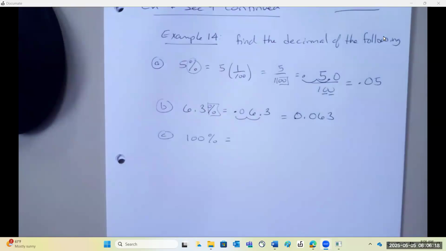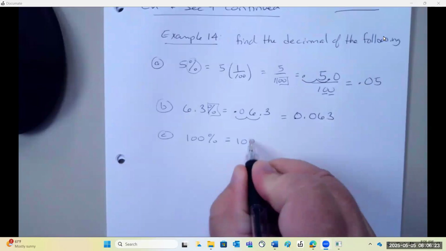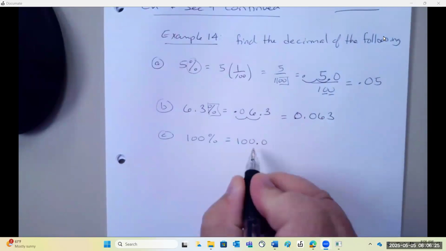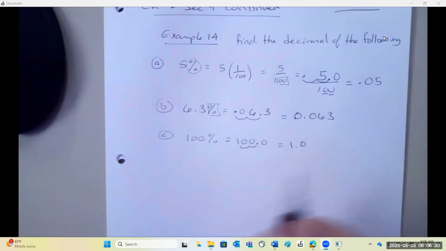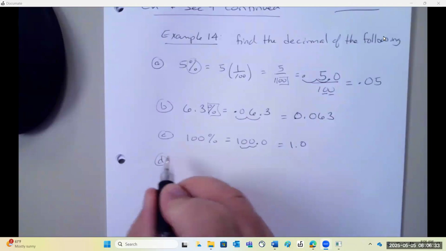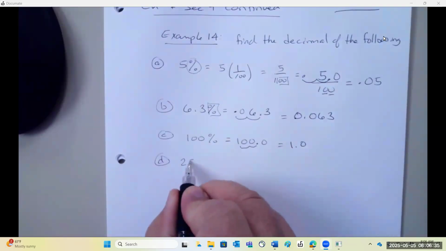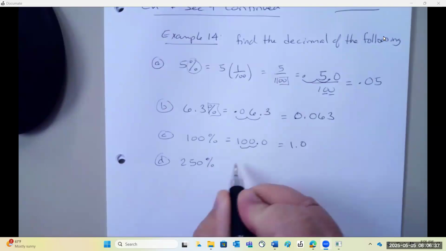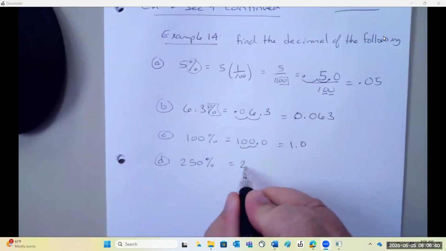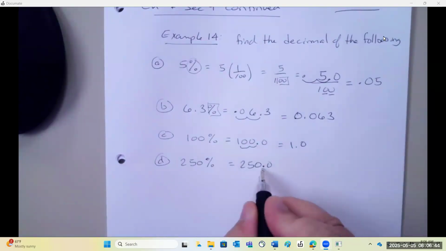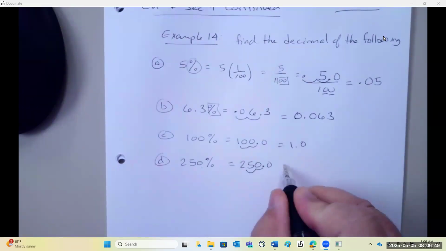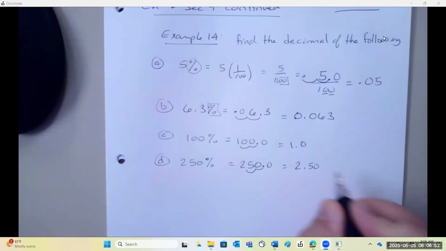100%. So it's the decimal right after the last zero. So you move it 2 to the left, it becomes 1.0. 250%. The decimal is after, because there's no decimal in the equation, it's always after the last digit. So now we move it 2 to the left, which gives us 2.50.